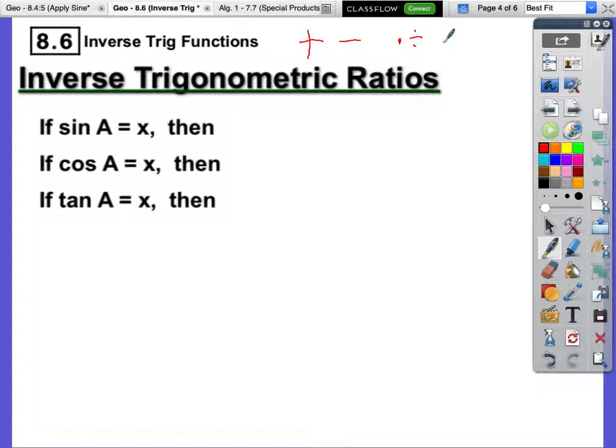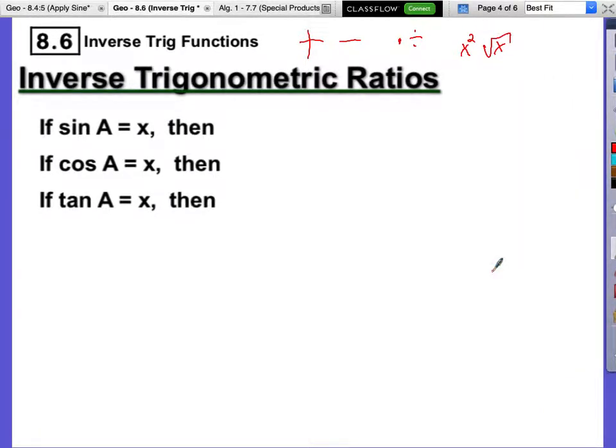Anybody think of another pair of inverse operations? Quentin? Squaring something, so like taking x and squaring it, and what's the inverse? Square rooting something. So squaring and square rooting something are going to be inverse operations as well.